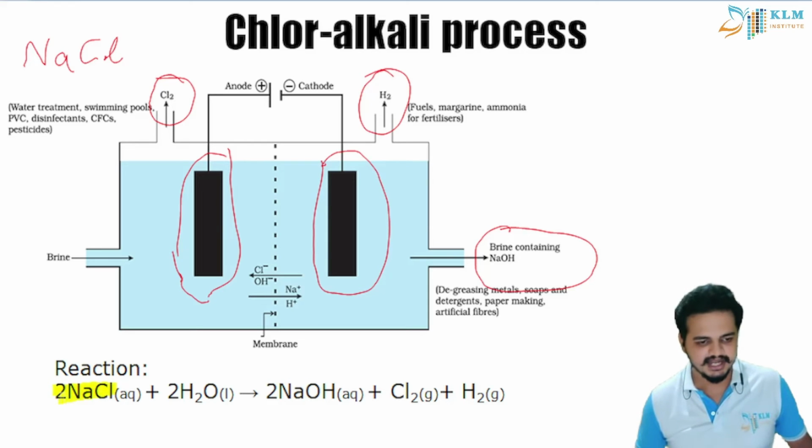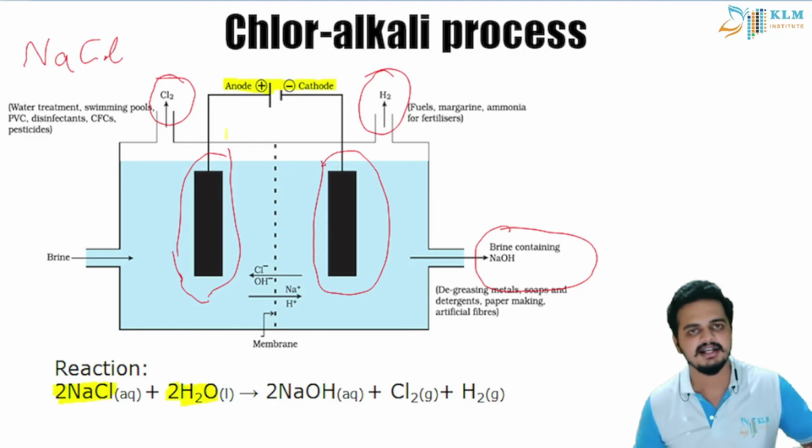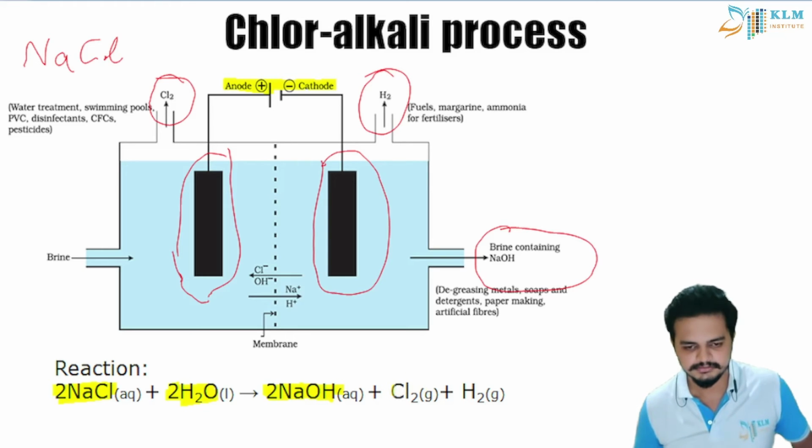Let's see the reaction here. NaCl in aqueous medium, that is in liquid medium, if there is a potential difference, that is we are conducting electricity with the anode and cathode, we are getting NaOH in aqueous state, that is dissolved in water. We are getting chlorine gas, students. You should note the physical states here. We are getting chlorine gas and we are getting hydrogen gas.